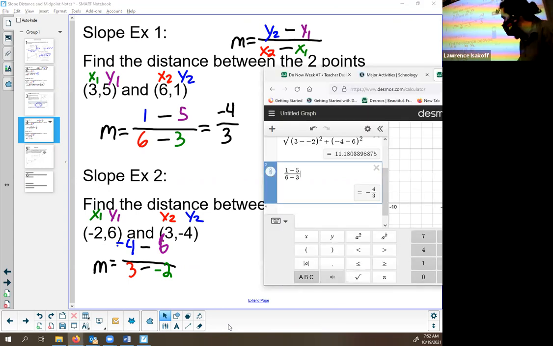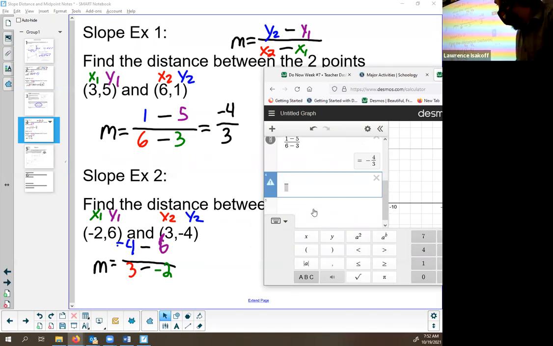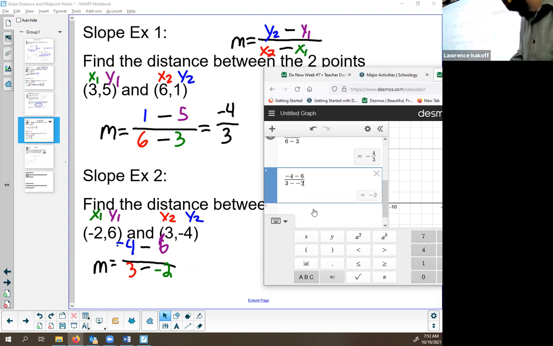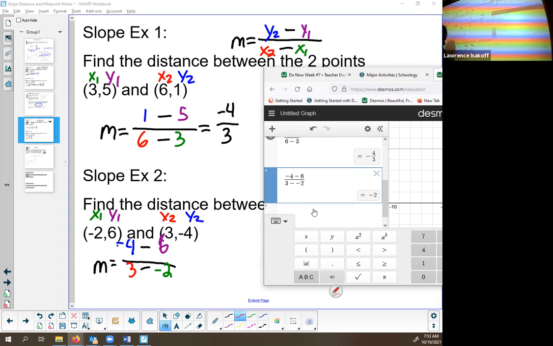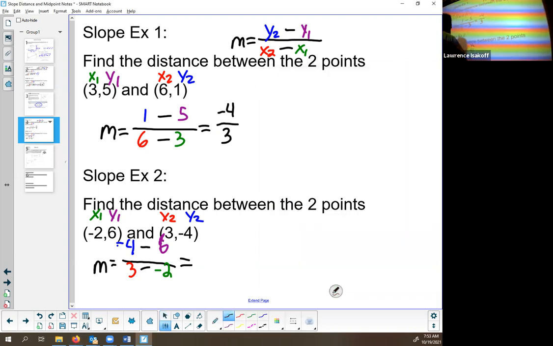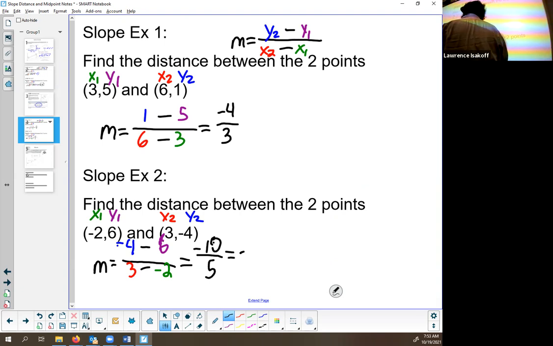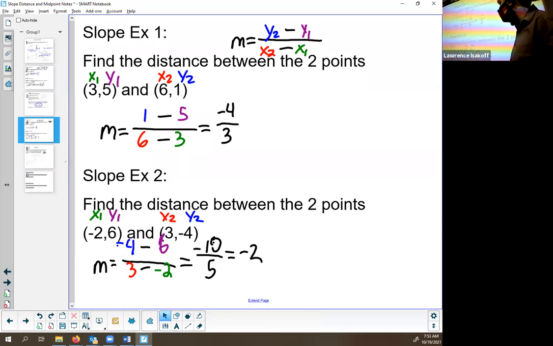Let's again quickly put this in the calculator. So I hit the divide before I do anything. -4 minus 6 over 3 minus a -2. And this one gave me -2 as the answer. So if we did it by hand, that'd be -10 divided by 5, which is indeed -2, like we just saw in the decimals calculator.